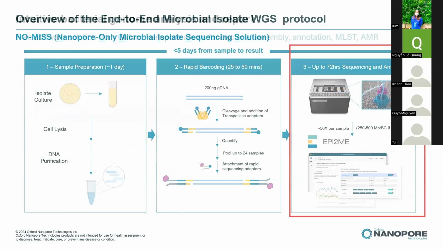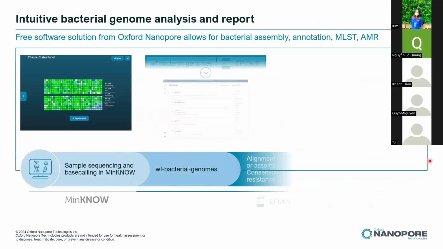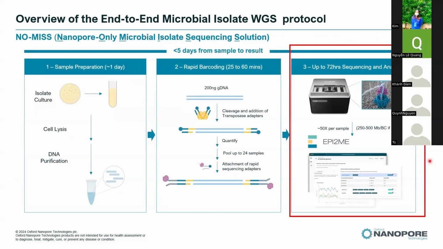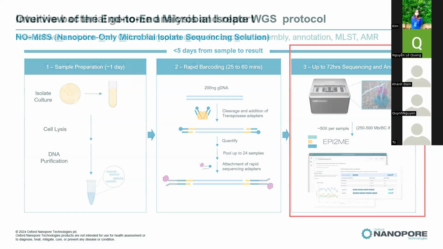So for sequencing, you can run up to 72 hours. However, it also depends on, for example, the number of samples that you want to sequence at a time. If you sequence just a few samples, then you don't need to let it sequence for 72 hours. You can maybe just let it sequence for 8 hours or 24 hours. As long as you generate enough data, you can stop the sequencing, wash the flow cell, and keep it for your next run. So Nanopore allows you this flexibility.